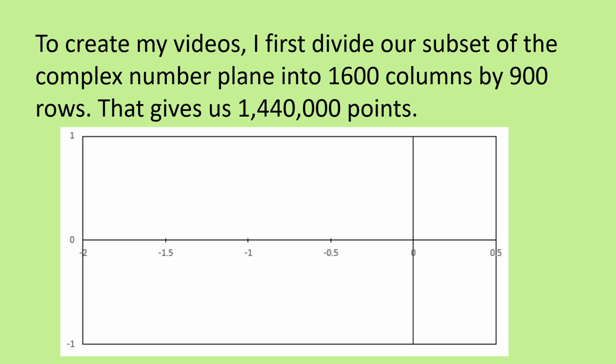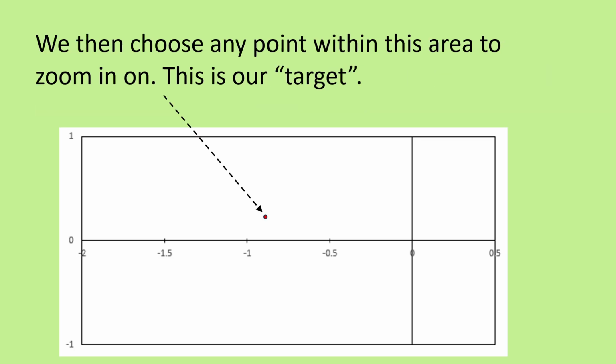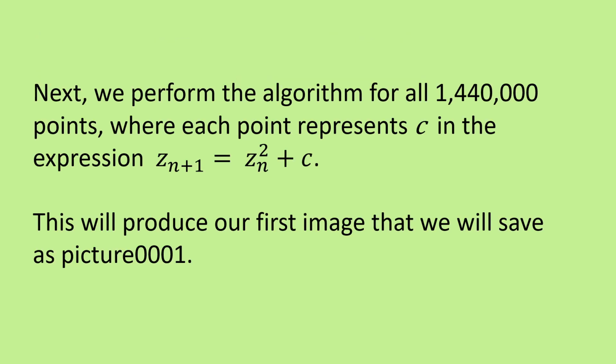So, here's how we zoom in. Divide our area into 1,600 columns by 900 rows. This gives us 1,440,000 points. Choose any point to zoom in on. This is our target point. Perform the algorithm on every point in that area and color it appropriately. This will give us the first image we save as picture 1.